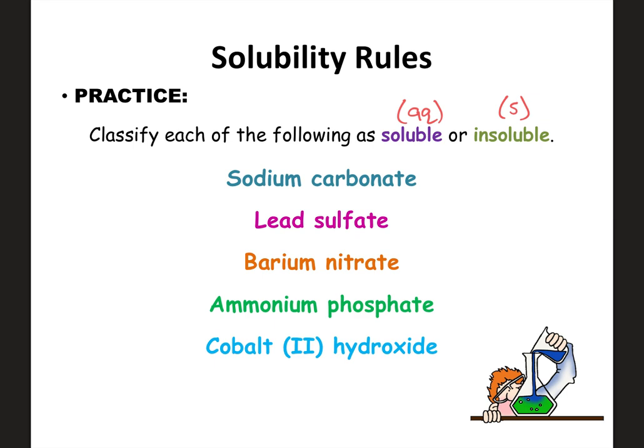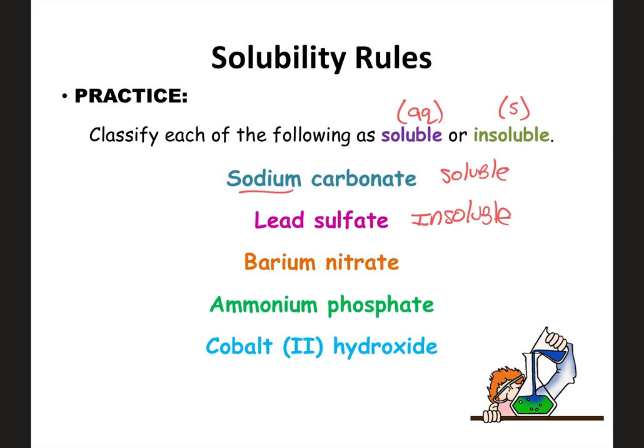All right, so the first one, sodium carbonate, that's going to be soluble, because sodium, Na, is in the far left column, an alkali metal. Rule 1 says it's automatically going to be soluble. When you get to the next one, lead sulfate, this is going to be insoluble. Sulfates are typically soluble, but not calcium, strontium, barium sulfate, or silver, mercury, or lead sulfate. So it follows the rules here.